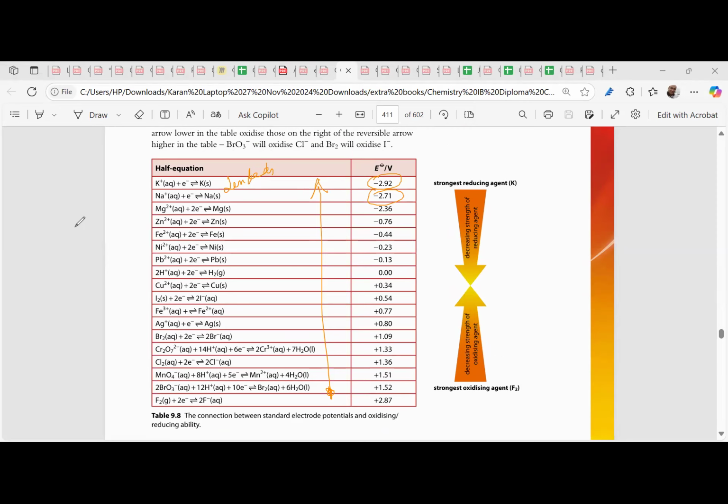They won't have the urge for reduction. Instead, they'll have an urge for what? The opposite, which means oxidation. Bottom to the top, the oxidation urge increases. Please write down: oxidation urge increases, right? So the reducing agent urge increases. Is it clear to you? If you go from top to bottom, what happens? The positive reduction potential increases. So the reduction urge increases, which means the oxidizing agent urge increases. Is it clear? Do you get my point?